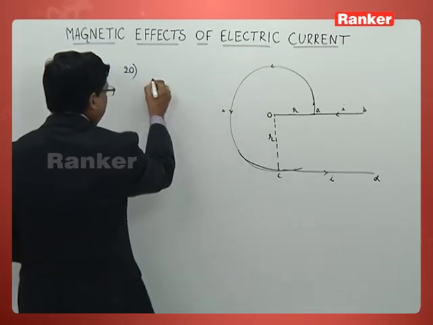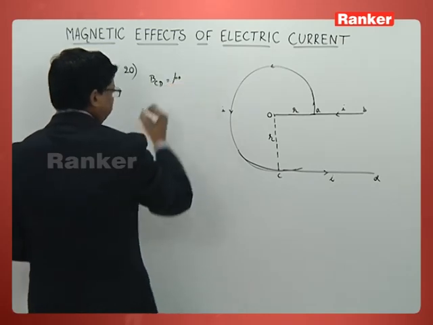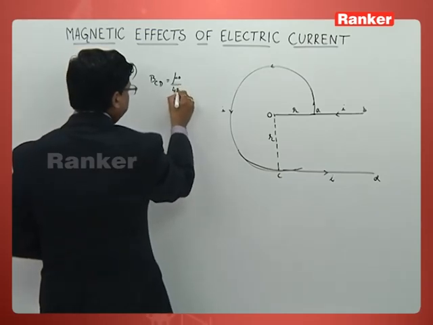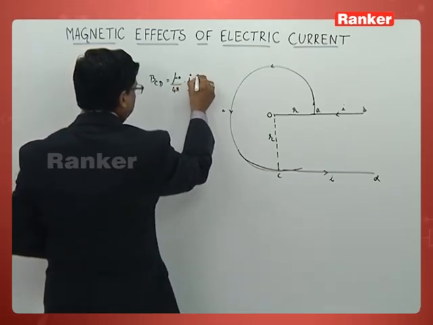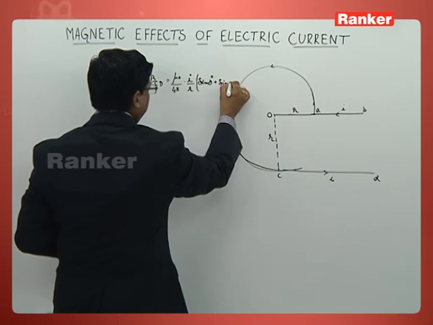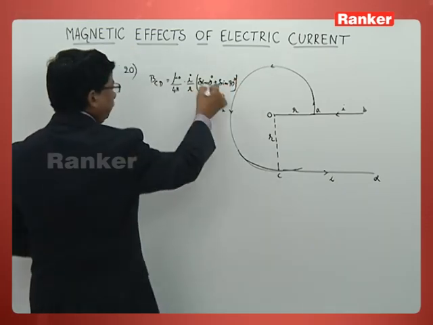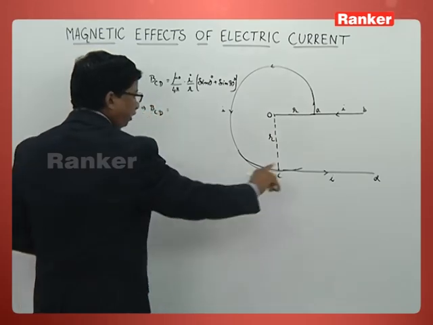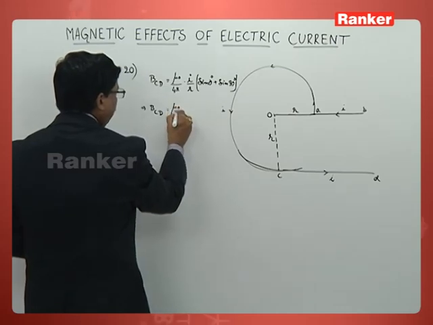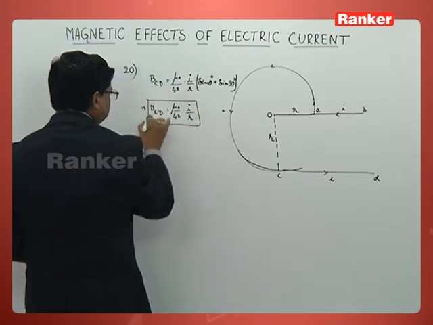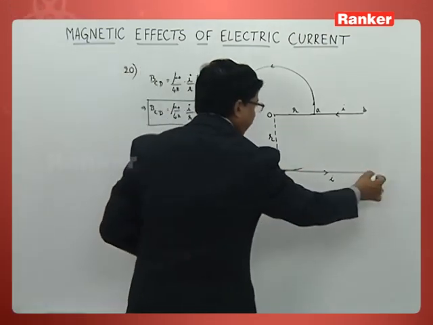What is the value of B with respect to this CD? You can directly take mu naught by 4 pi, I by R into sine 0 plus sine 90. You can understand this one is 0, therefore as far as the conductor CD is concerned, you will be getting B as mu naught by 4 pi, I by R. This is regarding the straight conductor.